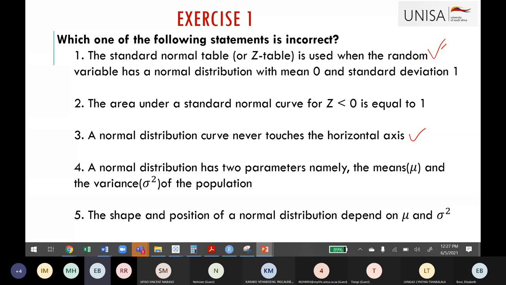A normal distribution has two parameters, namely the mean and the variance. False. Why is it false? It has two parameters, the mean and the standard deviation. So, where do you find the standard deviation? From the variance. So it can still be one of those, because your standard deviation is the square root of your variance, and your variance is the square of your standard deviation. So this statement is true. If they would have said it contains the median, then that would have made it incorrect.